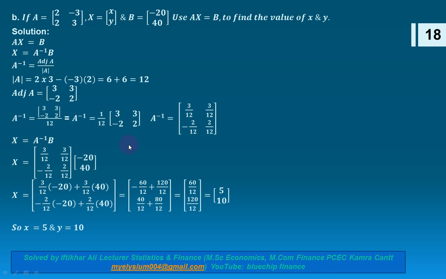And after that we simply multiply B with A inverse. 3 by 12 multiplied by minus 20 plus 3 by 12 multiplied by 40, and in the lowest row minus 2 by 12 multiplied by minus 20 plus 2 by 12 multiplied by 40, and after the calculation the result is 5 and 10. The upper value represents x and the lower value represents y. So x equals 5 and y equals 10.